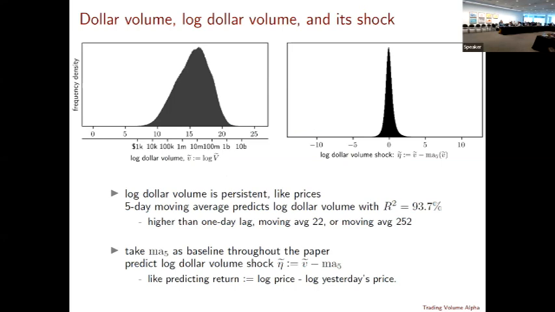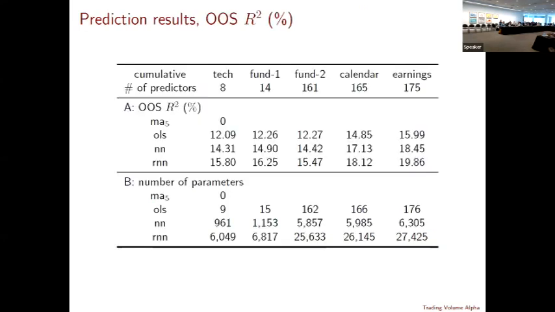And our benchmark is going to be a very simple moving 5-day average of volume. So we're going to look at the difference, eta here, between what trading volume is today relative to an average over the last 5 days, kind of like predicting changes in prices. And you can see how the distributions look different there. All right, so as a first pass, let's start with just looking at the out-of-sample R squared.